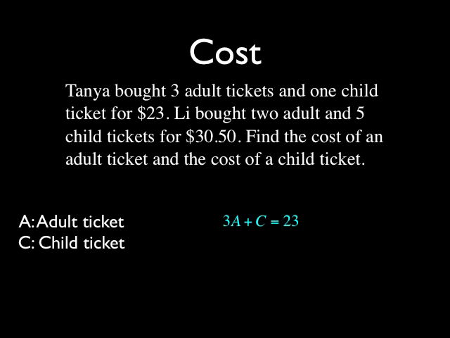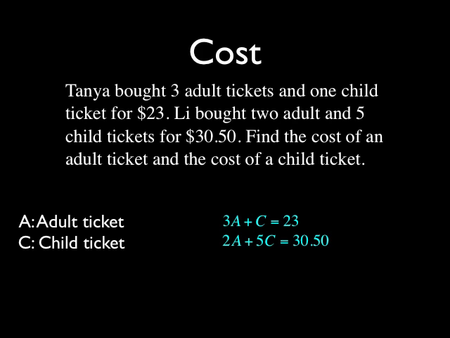So for Tanya, she got 3 adults and 1 child, and she spent $23. The cost per ticket times the number of tickets equals the grand total. For Lee, she got 2 adult tickets and 5 child tickets. Cost per ticket times the number of tickets, and spent $30.50. So notice what we have right here. We have 2 equations and we have 2 variables. We know how to solve that. 3a plus c equals 23, 2a plus 5c equals $30.50. That's completely easy to solve using either one of our methods.